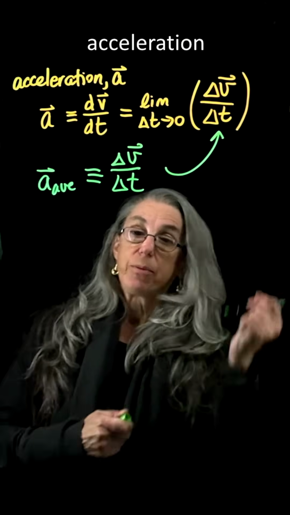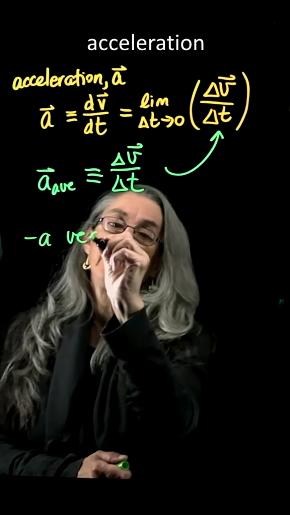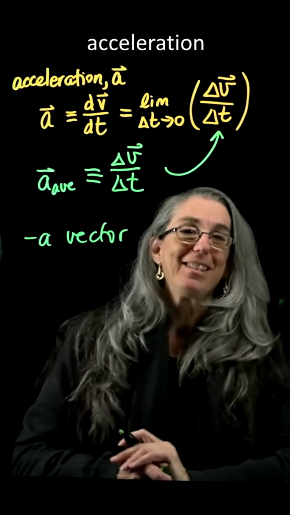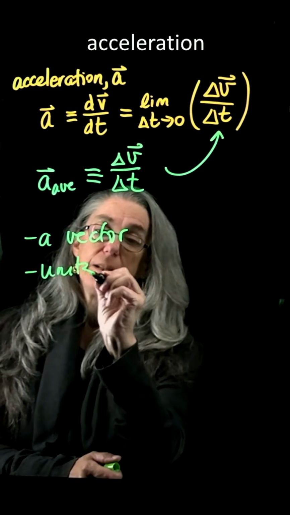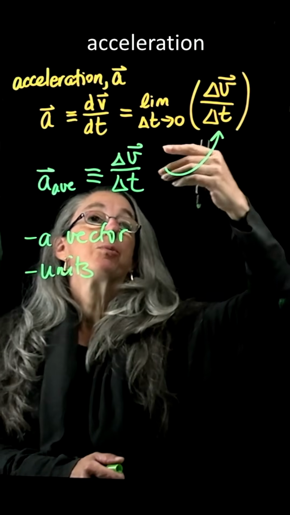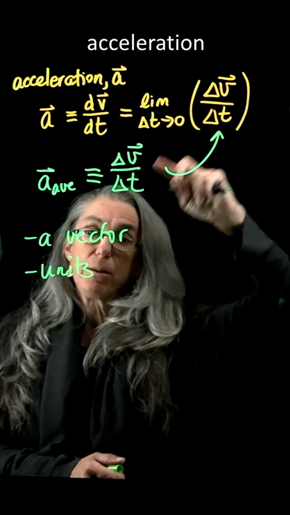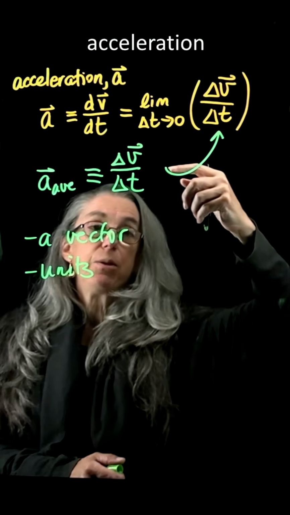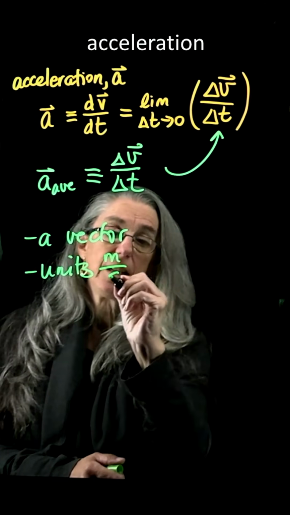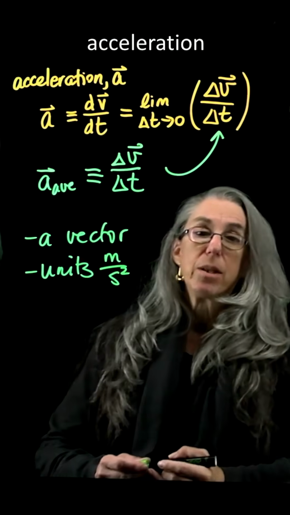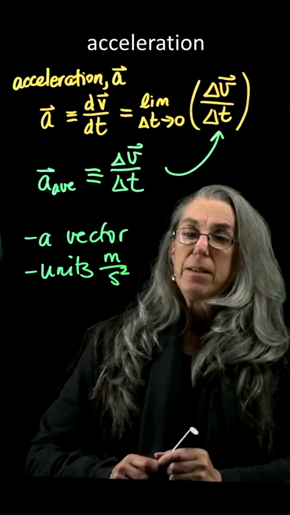Let's look at the units first. So I'm drawing vector arrows over everything. Acceleration is also a vector, probably not surprising. Position, velocity, and acceleration are all vectors. And the units for acceleration come from the expression of velocity over time. If the units for velocity are meters per second, then there is another second on the bottom because you're dividing by time. So the units for acceleration are meters per second squared. It's a vector and has units of meters per second squared.